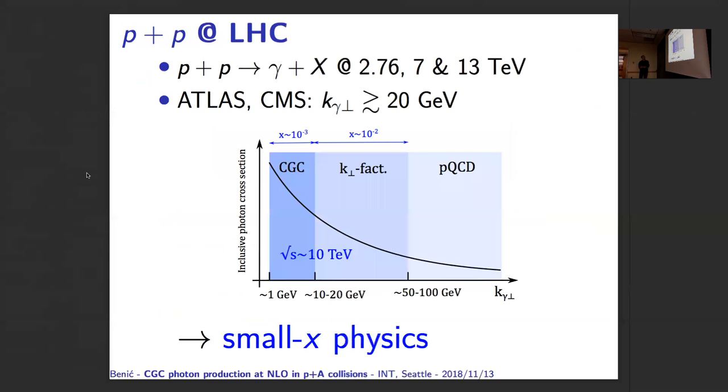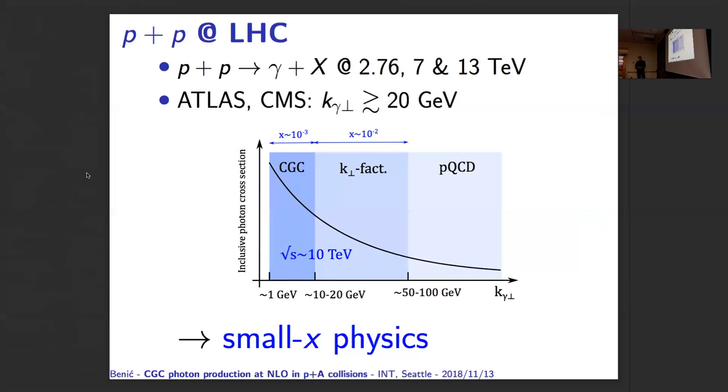Now, the pp cross section was measured at the LHC for several collision energies: 2.76, 7 and 13 TeV. At 13 TeV, the lowest pT bin is quite hard, I think about 100 GeV or so, so we didn't consider that. But 2.76 and 7 TeV start at about 20 GeV from ATLAS and CMS. And that's, of course, still too hard to see some effect of saturation directly.